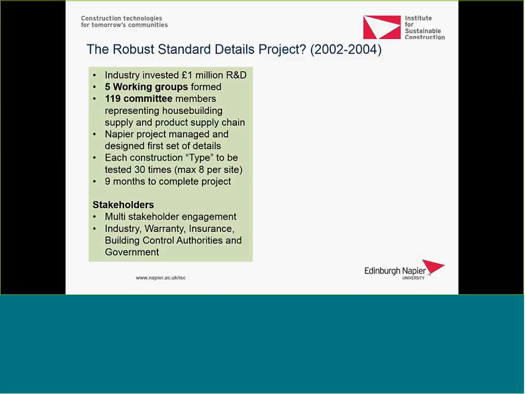We managed and designed the first set of details, and each construction type had to be tested 30 times. So that meant we could only have a maximum of 8 per site to avoid anyone trying to fix the results. And we had only 9 months to complete the project, because it took 1.5 months for us to be set up to be the managers of the project, to win the tender, and then we needed the last month and a bit to actually write up and design the full handbook when we had all the test evidence in.